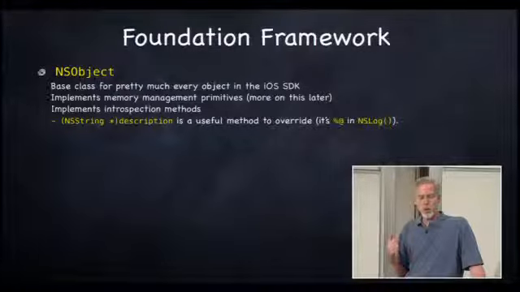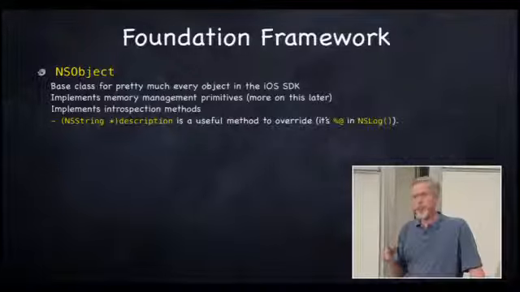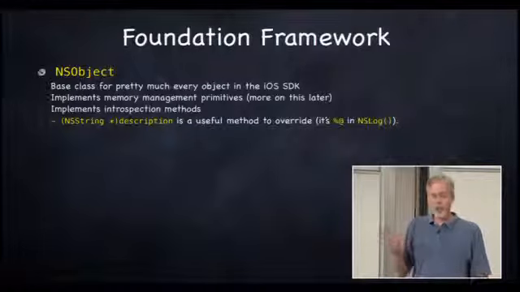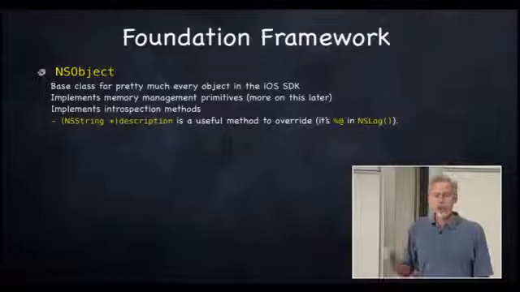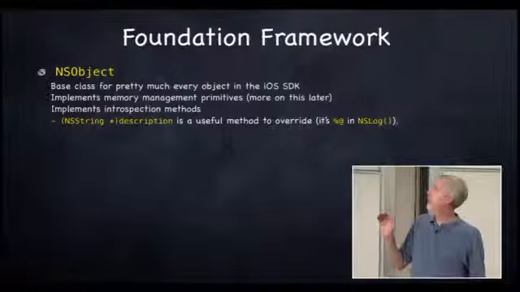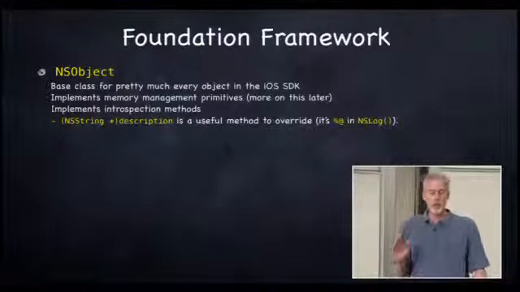It also does the introspection. It has those methods like isKindOfClass and things like that, which really cover some C functions in the Objective-C runtime, but nice object-oriented methods. It has a great method, description. Okay? That's the whole method, no arguments, just description, returns an NSString star.